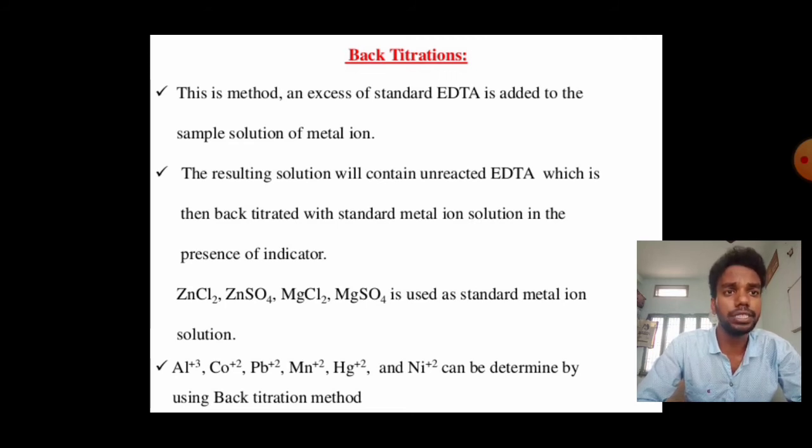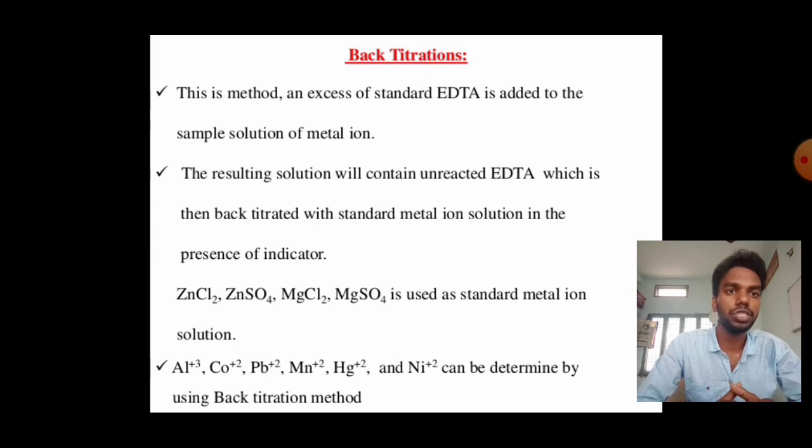An excess of standard EDTA is added to the sample solution of metal ion, right? For example, nickel. When estimating nickel, you use this back titration method. Firstly, you take nickel sulfate solution in the conical flask, for example 20 ml, and then add excess EDTA, that means 40 ml of EDTA solution, in the conical flask. Now to this mixture add a metal indicator, that is EBT indicator, and add a buffer solution to maintain pH, right?